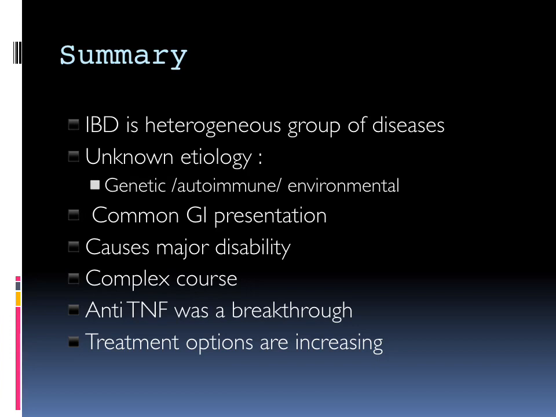So in summary, IBD is a heterogeneous group of diseases. It has unknown etiology. There are lots of components: genetic, autoimmune, and environmental factors affect the disease. It is a common GI presentation, getting commoner in different parts of the world, and causes major disability with a complex course. And TNF and biologic therapy was a breakthrough in the treatment of these patients.